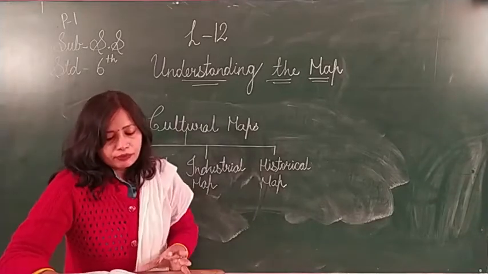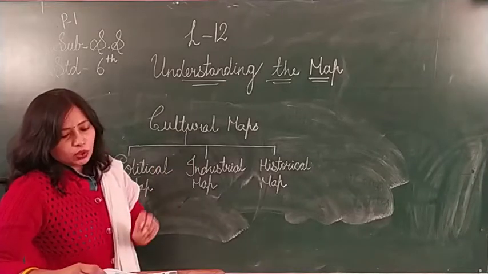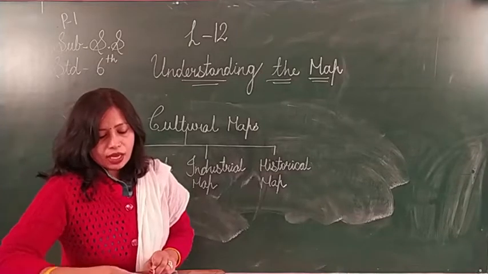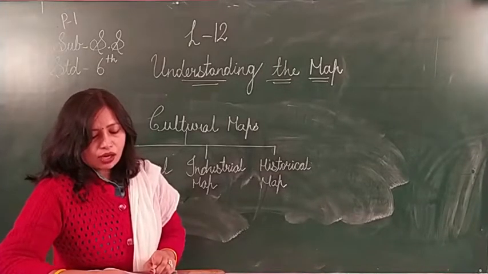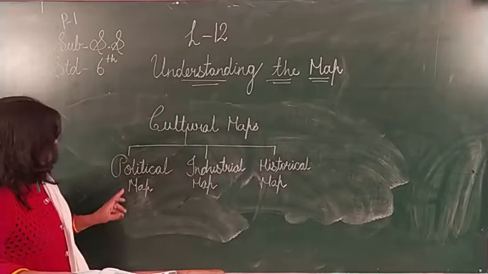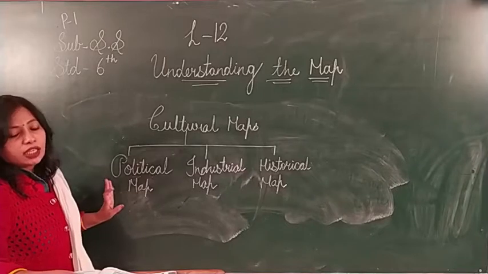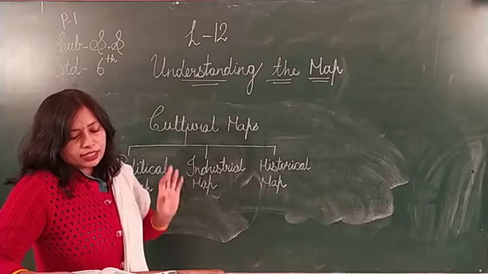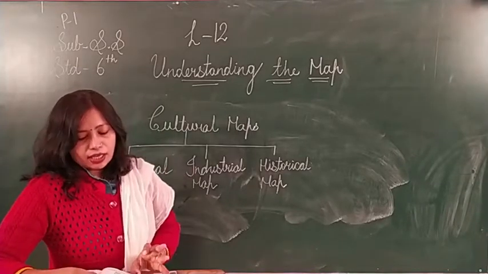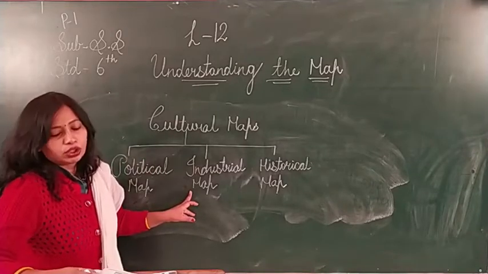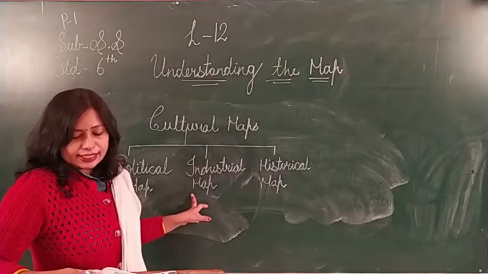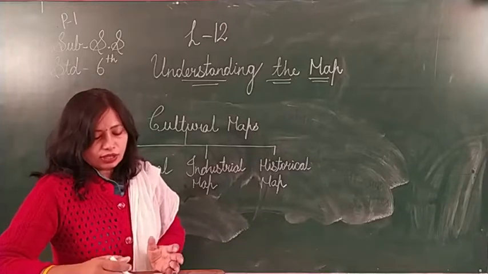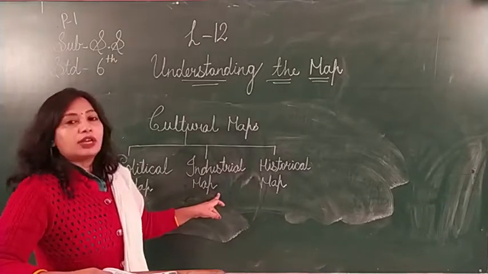Now let's study one by one. What is a political map? The map which shows the details of continent, country, local administrations, and their frontier is called a political map. Now we study the industrial map. This map shows the details of industries and the industrial sector, the phase history of industries, and production. How much production has happened in an industry, all that we get from the industrial map.